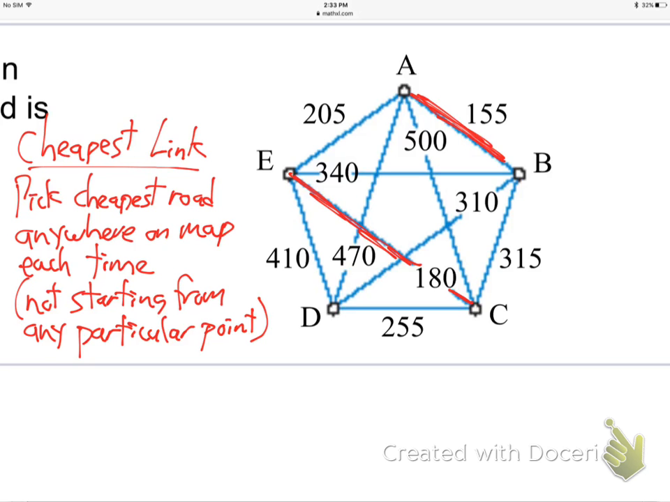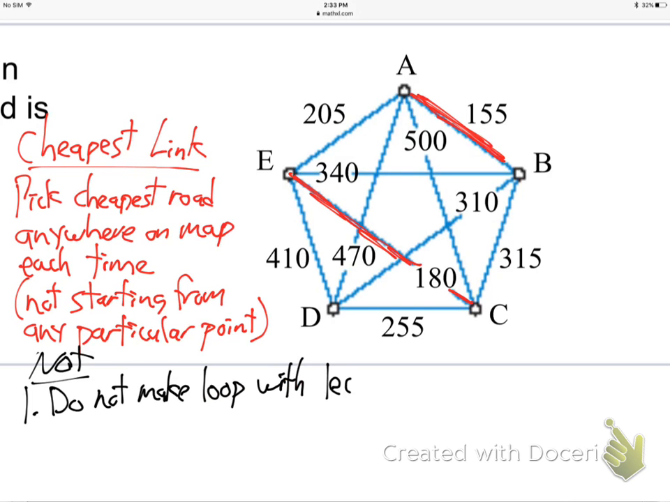Here are the big no-nos. There are two nots. Number one, do not make a loop with less than all cities. Don't prematurely make a loop. Do you know what I mean by that? Like, what if I said, oh, here's a good road, and here's a good road. There we go, we're done. Well, no, we never got to city D.